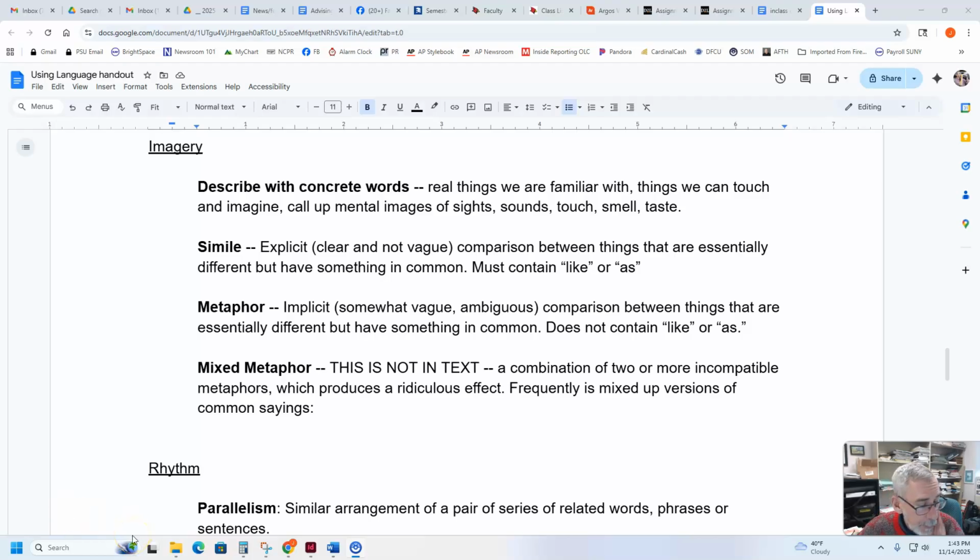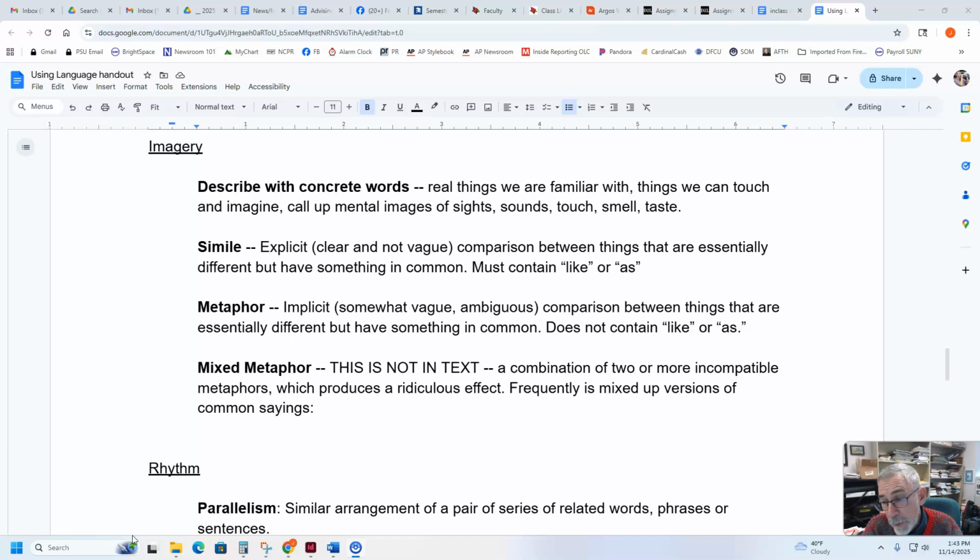Simile is using like or as. It's a comparison between things that are essentially different but common in some way, and by comparing them we add another whole level of meaning to our sentences. But remember, a simile must have like or as.